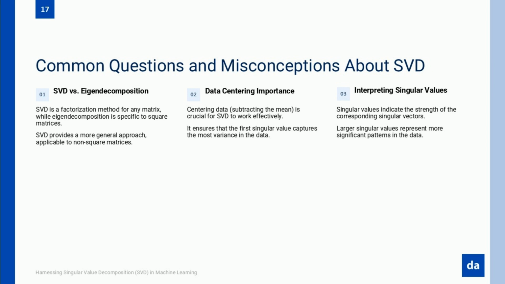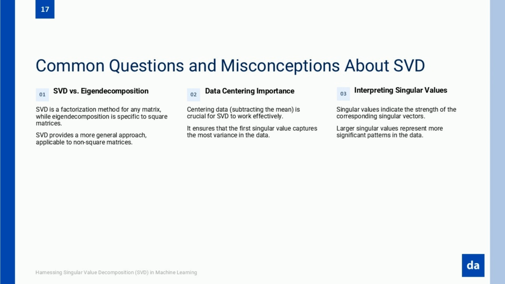Another area ripe for confusion concerns the interpretation of left and right singular vectors. The left singular vectors from matrix U correspond to the original data's column space, while the right singular vectors from matrix V relate to the row space. This distinction becomes particularly important in applications like recommender systems, where these vectors represent fundamentally different entities with distinct interpretations.